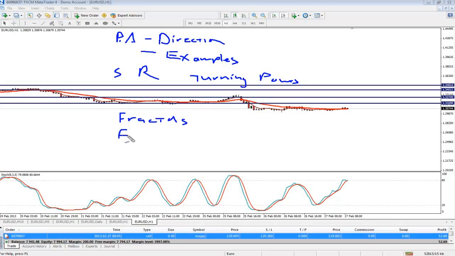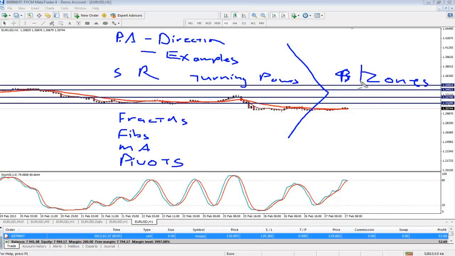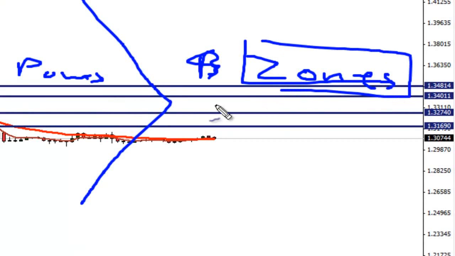Then we're going to look at fibs, and more important to this, how to generate buy and sell zones. So I'll just put zones here. How to generate zones from this information, using support and resistance, using price action, using Fibonacci, which is basically another way of defining support and resistance. Then we're going to incorporate moving averages and pivots. And all of this is aimed at being able to generate buy and sell zones.